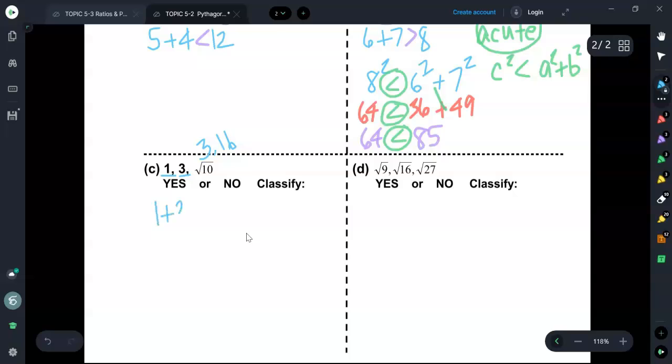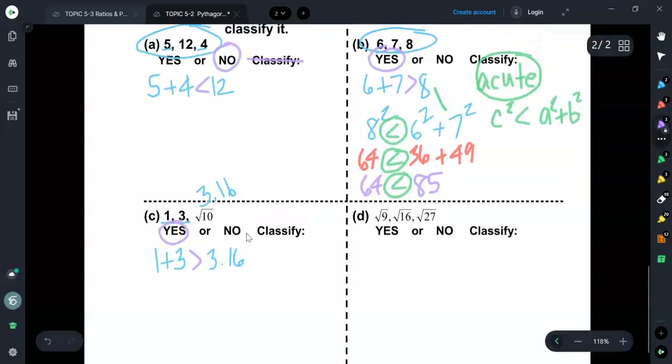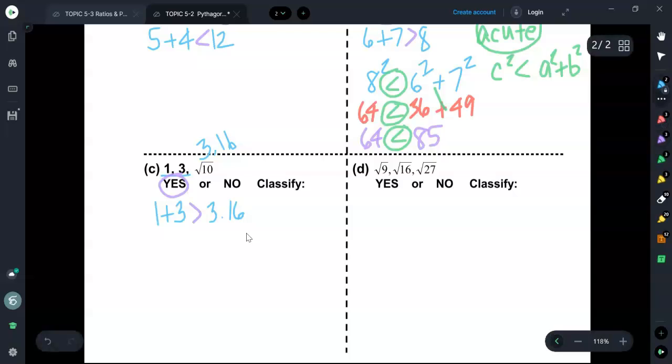So I'm going to compare 1 plus 3 to 3.16. And is 1 plus 3 greater than 3.16? Yes, it is. I can make a triangle out of this because 4 is larger than 3.16. So now I'm going to move on to the classification. And again, we're going to compare c squared to a squared plus b squared. The biggest side is c. Now, I'm not going to use 3.16. I'm going to plug this in. We're going to start learning some radical rules.